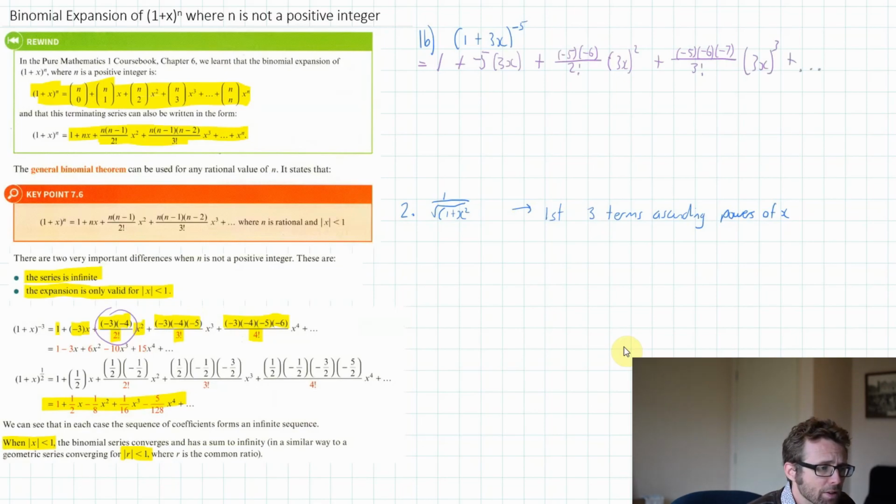So let's simplify this. 1 plus negative 15, so negative 15x. Now the next one, I've got minus 5 times minus 6, which is positive 30, divided by 2 factorial is 15. And then I'm going to have 15 times 9, having a mind block here, so 135, is that right? 135x squared.